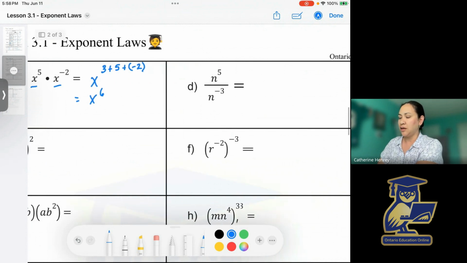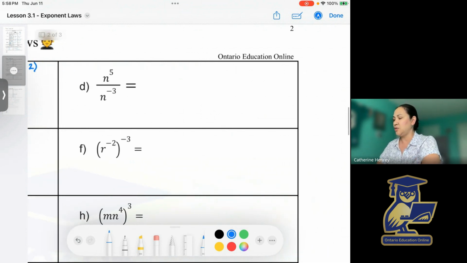All right, let's take a look at D. So we have n to the power of 5, and we're going to divide it by n to the power of negative 3. We have to watch our signs, and we have to watch the order of the power. So we're going to keep the base the same, and we're going to take the power of the numerator, and we're going to subtract the power of the denominator, which is negative 3. So again, we're subtracting a negative. So here this simplifies to n to the power of 5 plus 3, and this is going to be n to the power of 8.